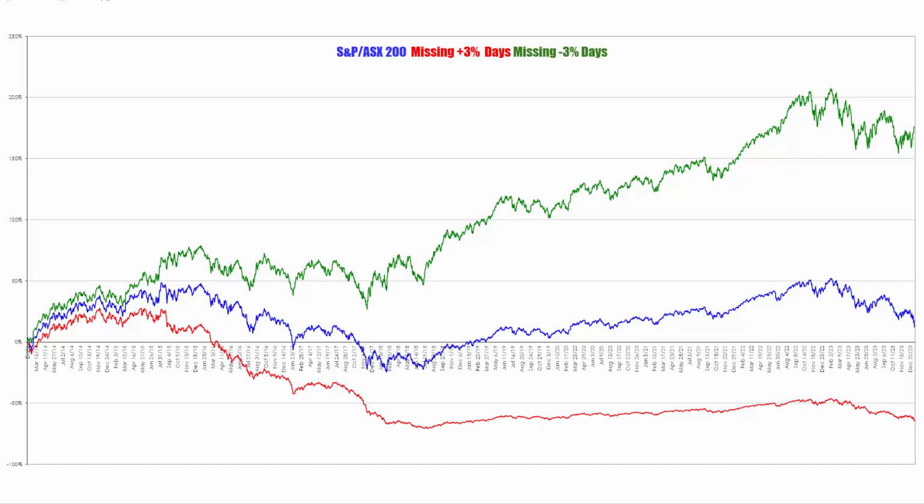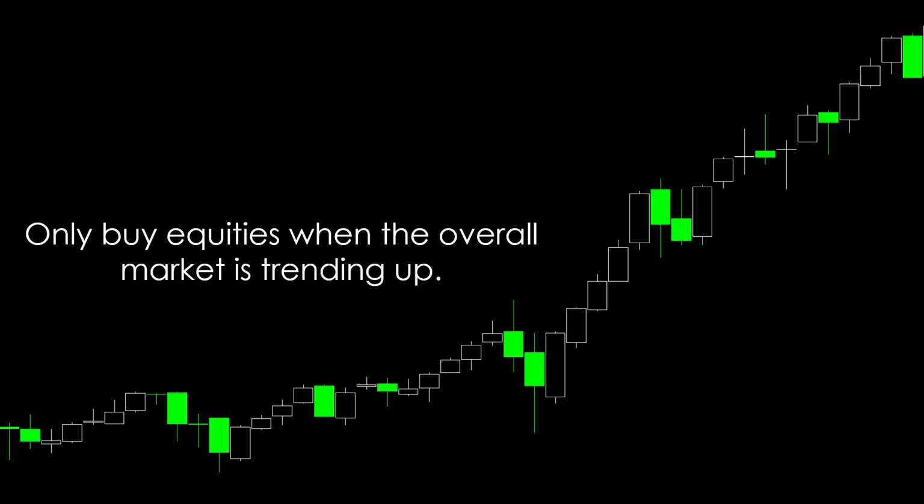So our first edge is a simple one. It is only buy equities when the overall market is trending up. Strangely enough, this is remarkably controversial. This, for some reason, elicits an enormous amount of pushback from people. And my argument is a simple one. Don't argue with me, argue with the data. And strangely enough, the argument ends at that point, because you can't argue with the data, because financial mathematics is a very fixed domain.